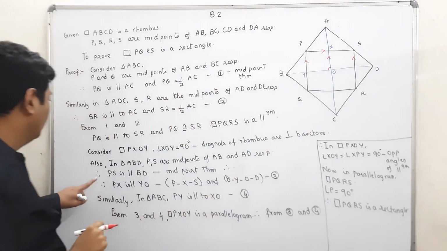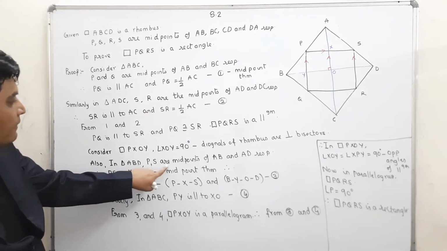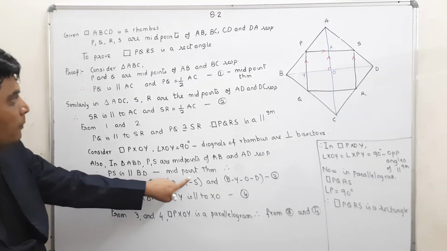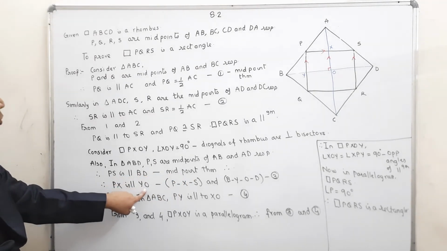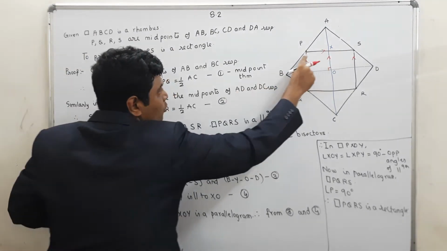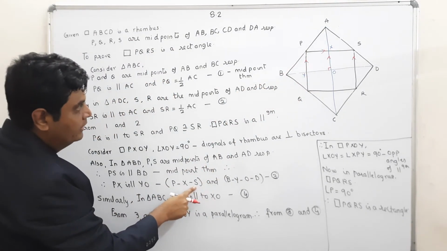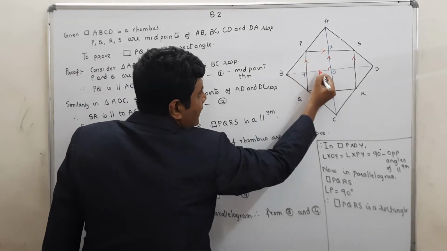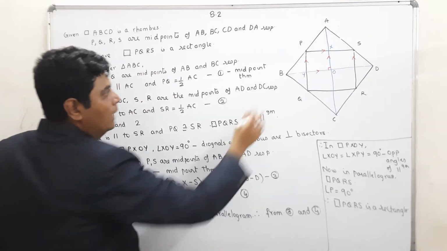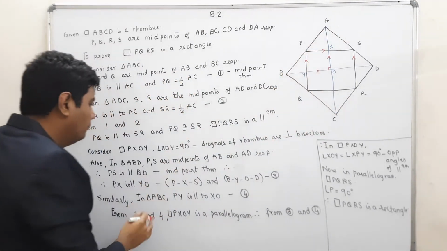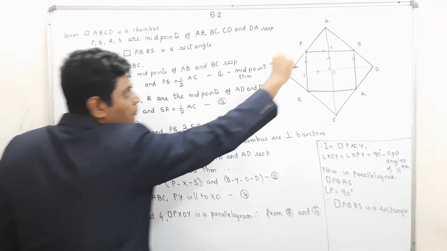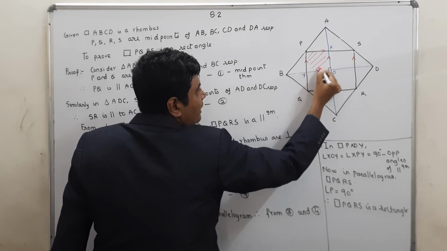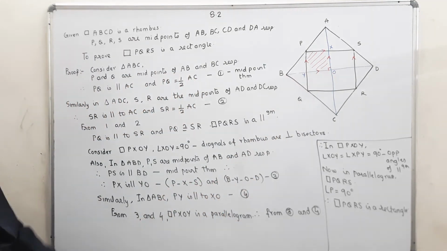So what statement I will have to write? In triangle ABD, P and S are midpoints of AB and AD respectively. Therefore, PS is parallel to BD, midpoint theorem, and PX is parallel to YO. How PX is parallel to YO? Because P, X and S are collinear and B, Y, O and D are collinear. So therefore this line is parallel to this line. And PQ is already parallel to AC. We have already proved, but I can show it again. So therefore PY is also parallel to XO. So therefore this quadrilateral PXOY is a parallelogram.